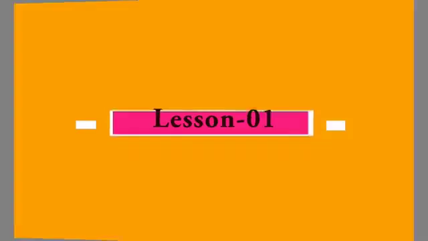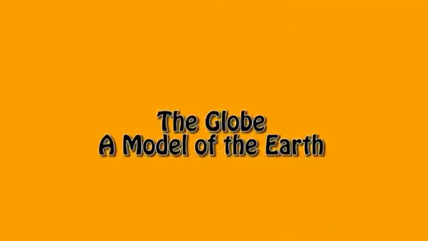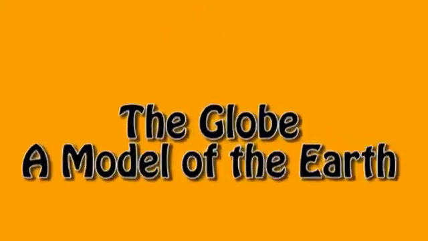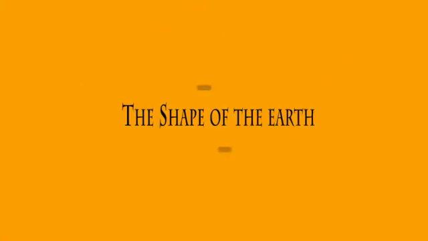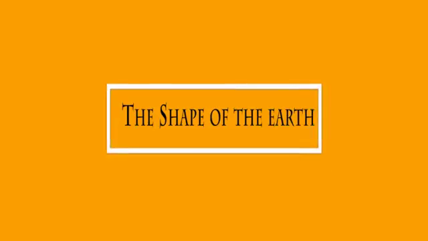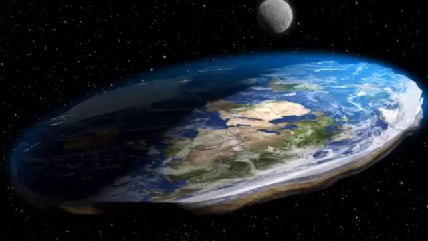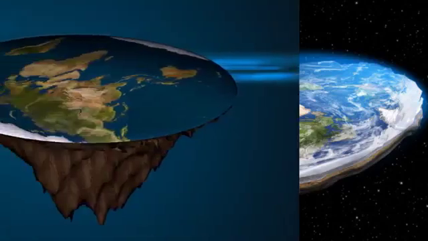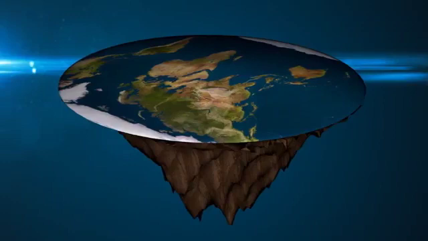Social Studies. Lesson 1. The globe, a model of the earth. The shape of the earth. The earth, as you know, is round, but when you look around you, it appears to be flat. In fact, long ago everyone believed that the earth was flat. They believed that if we traveled to the edges, we would fall off.